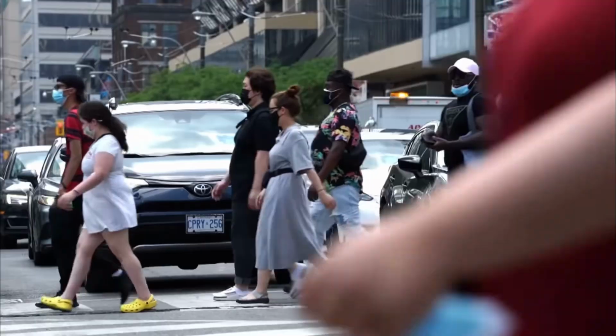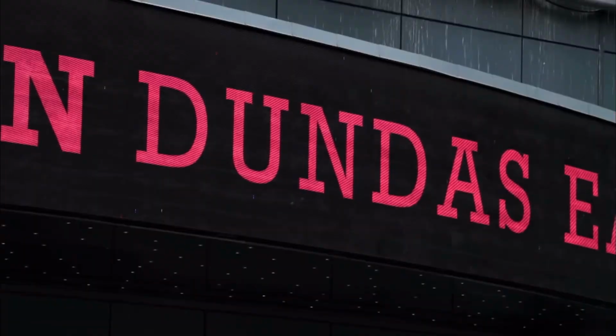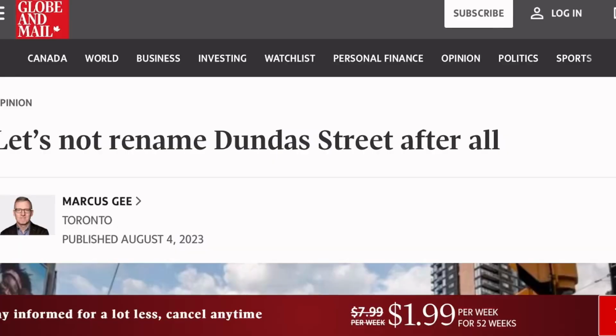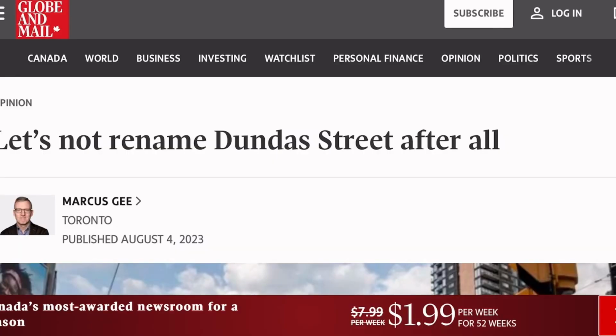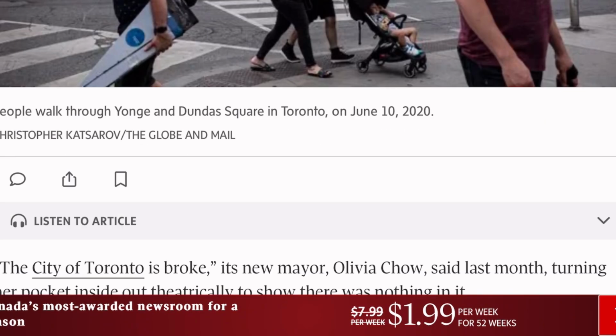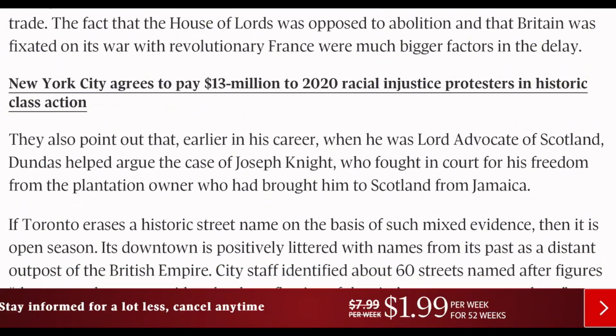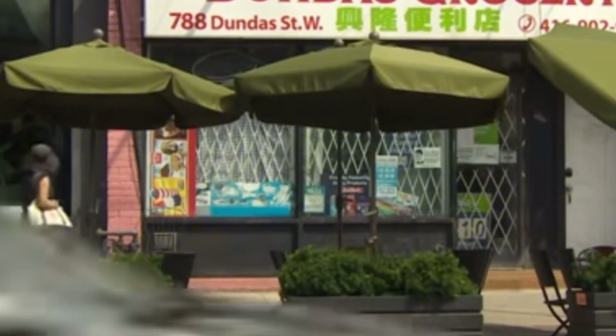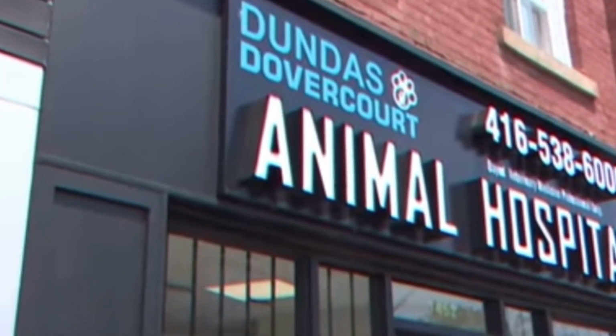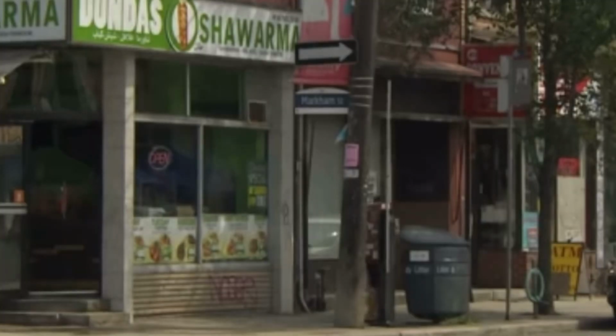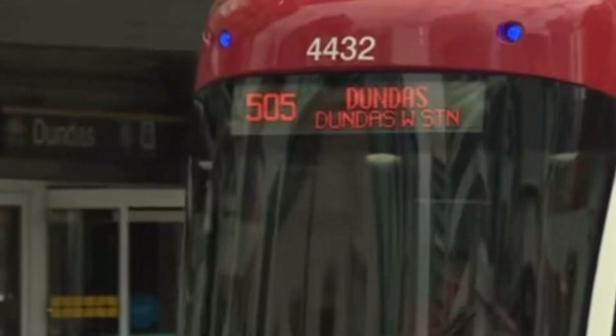Moreover, according to a city report presented in the Globe and Mail, renaming Dundas Street would cost $8.6 million, which would cover new street signs, navigation system components, and renaming parks and subway stations. The procedure would also affect the lives of the 4.5 thousand businesses on the street and the 97,000 individuals who live there, including the 60 businesses with Dundas in their titles.